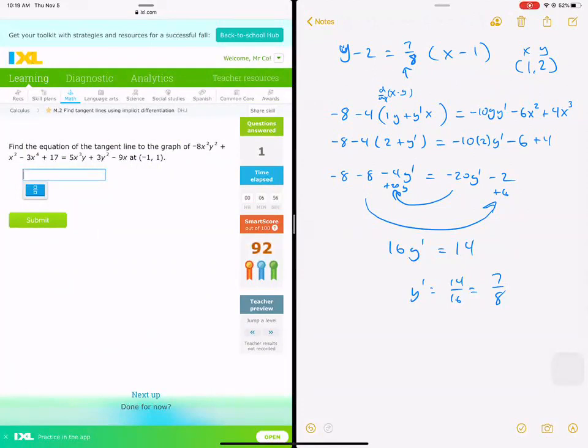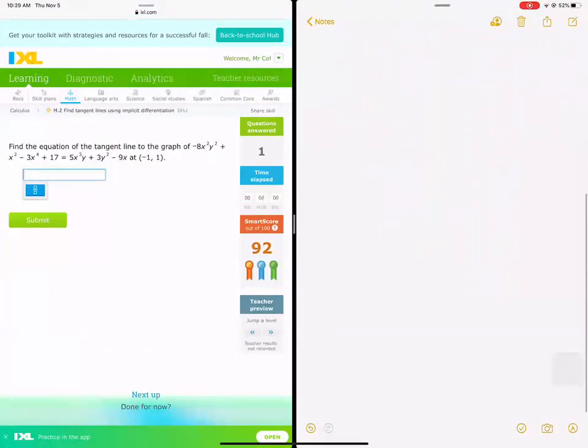Okay, what we'll do next problem. This one looks even more trashy. I mean, pretty. All right, so I'm going to take the derivative on the spot is negative 8.